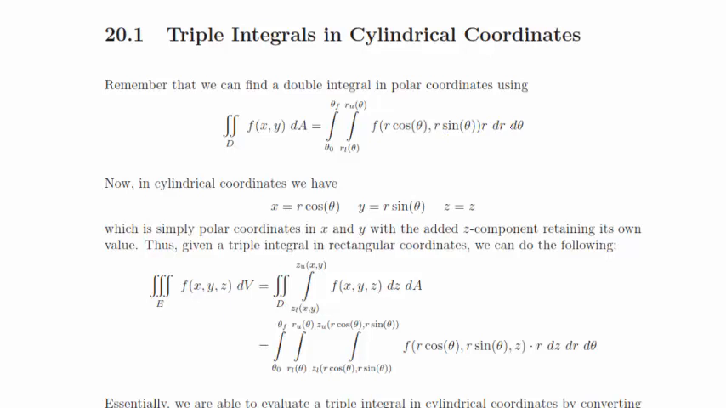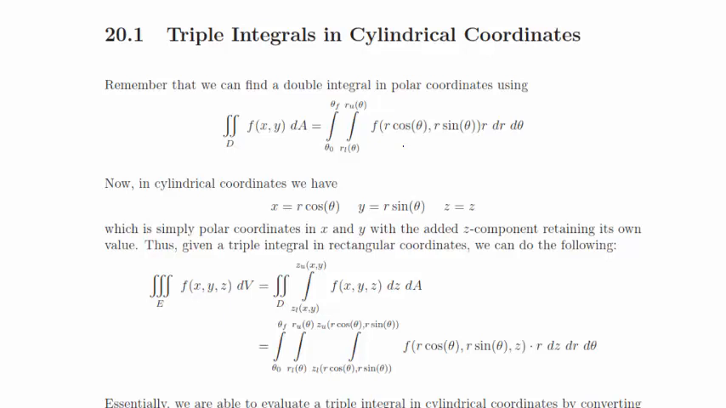Now in cylindrical coordinates we have x equals r cosine of theta and y equals r sine of theta and z equals z, which is the same as polar coordinates except for now we have a z component. So the z component retains its own value. Thus, given a triple integral in rectangular coordinates, we can do the following. We have the triple integral over some domain E of f of x comma y comma z dV.